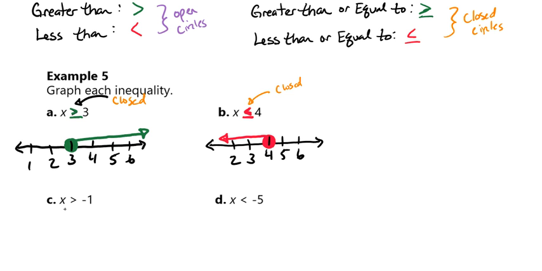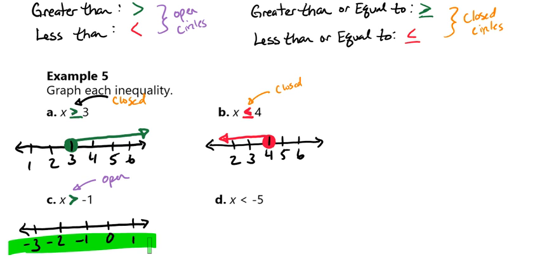For C, it says x is greater than -1. So here our symbol tells us it's going to be an open circle. So we'll draw our line. We'll have -1, 0, 1, -2, -3. Now it's important to make sure that you put those numbers in the right spots. Okay? Then we're going to have a circle at -1, and this circle is going to be an open circle that points towards the bigger numbers.